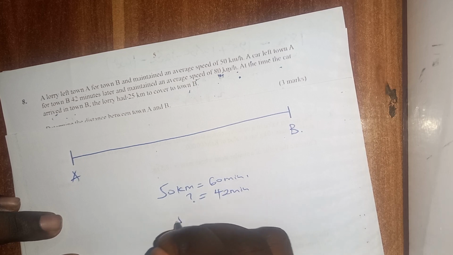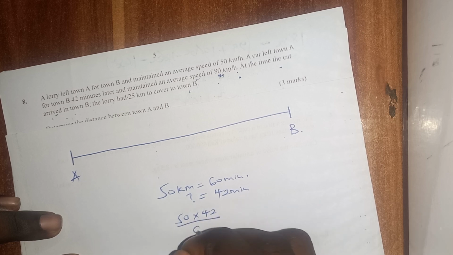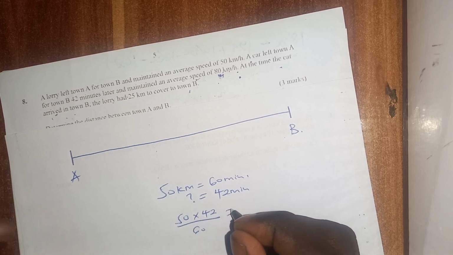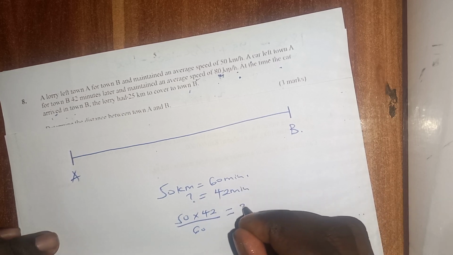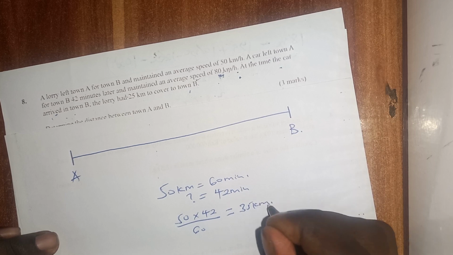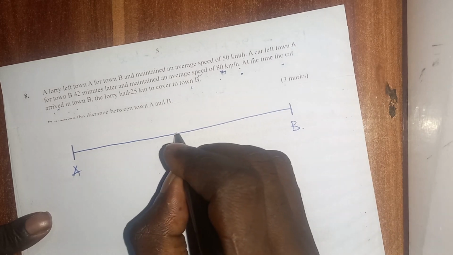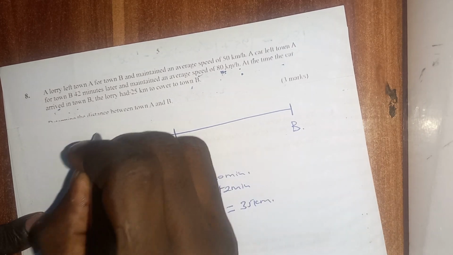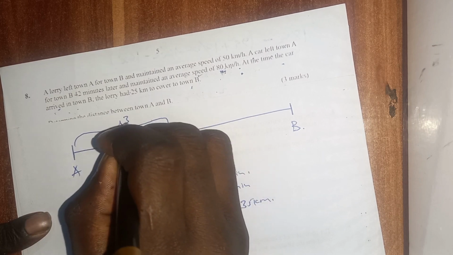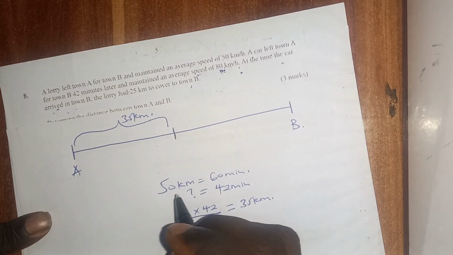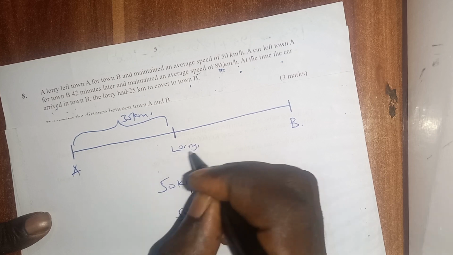So we do 50 times 42 divided by 60. That's going to give us 35 kilometers. Now we know it had covered 35 kilometers. Here, this distance is 35 kilometers, and the lorry is here.